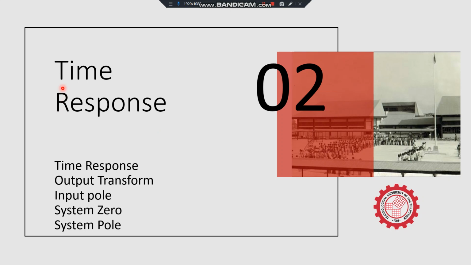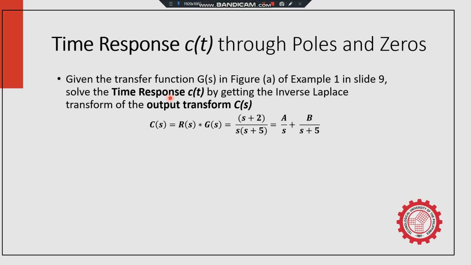Our topic 2 is time response. Time response, we call that C of T, through poles and zeros. If we are given the transfer function G(s), as in the figure A of example 1 in the previous slide, we solve the time response c(t) by getting the inverse Laplace transform of the output transform C(s).